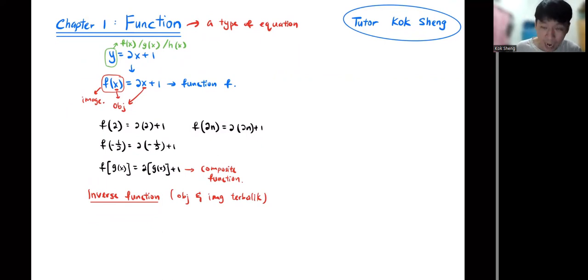Just now you know that the object is x inside the bracket, right? And the image is the y, or maybe the f(x), correct? Because of the inverse, now the bracket inside here, the object becomes y instead of x. Again, I repeat, object and image will be terbalik. So the object is x just now, but because of the inverse, now the y will become the object of f.